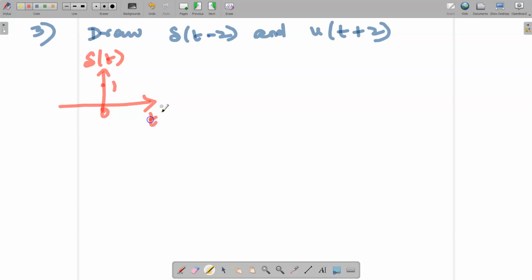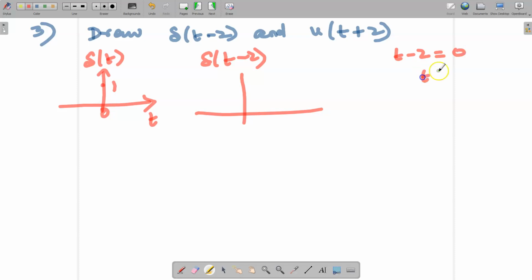Okay. So, once you have drawn that, then delta of t minus 2 is nothing but, you have to shift this signal as usual, t minus 2 equal to 0, t is equal to 2. So, 0 plus 2 is nothing but 2. So, you have to draw your amplitude at 2. So, this is delta of t minus 2, this is your delta of t, just shift your signal and draw your delta of t minus 2.